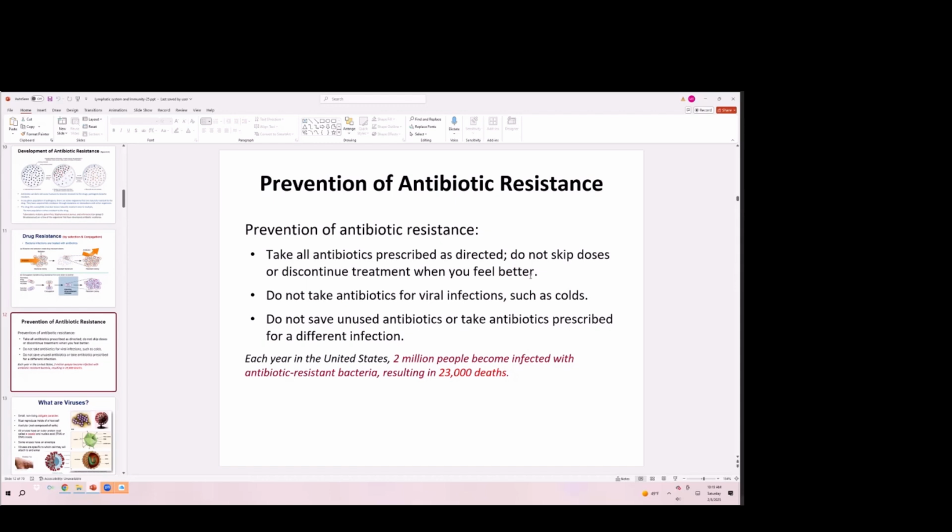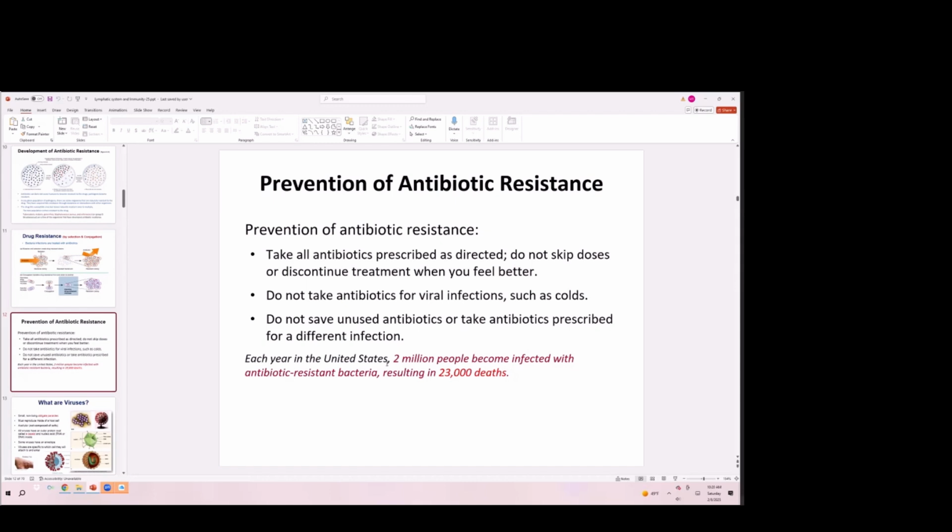But if you eliminate most of the ones that were competitors, the ones that can make somebody sick would have more space and more resources to divide. I say do not use antibiotics for viral infections such as colds. Do not save unused antibiotics or take antibiotics prescribed for different infections.